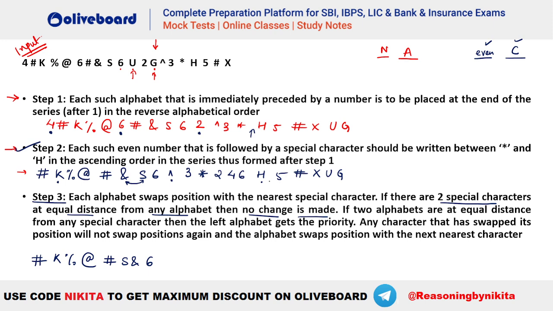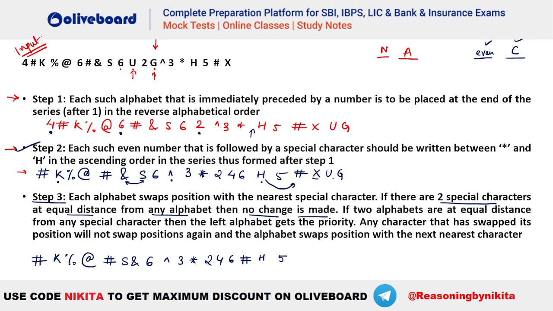What is the difference from H to hash? 1 place, and this asterisk is 3 places away. So that means this H and hash will change its position. Okay. So after 6 you can see we have a cap, we have a 3, we have an asterisk, we have a 2, 4, 6. Then this hash will be there, then this H will be there, then we have 5.